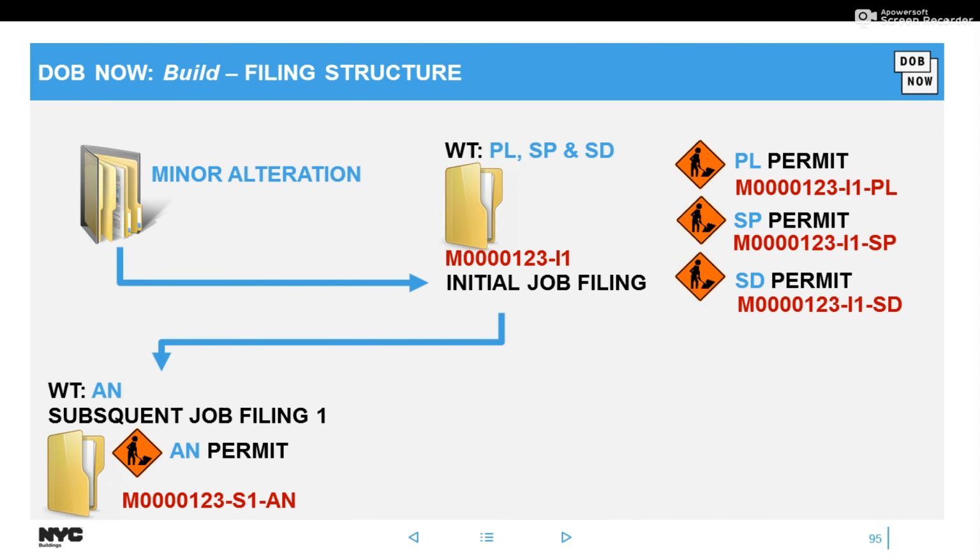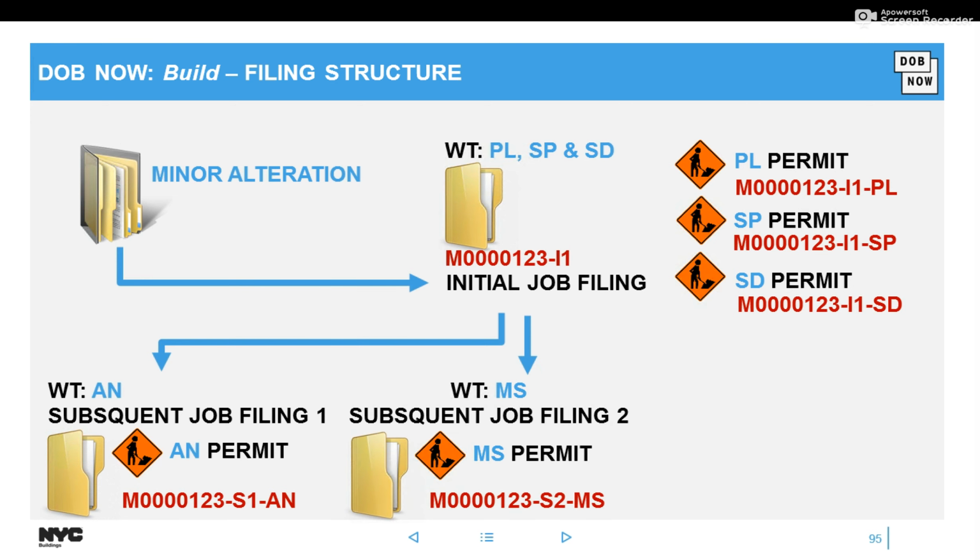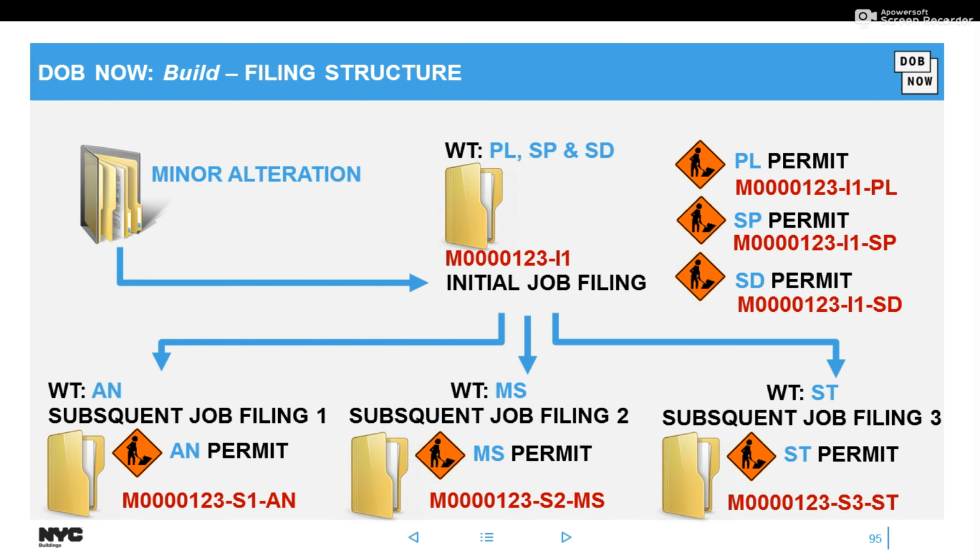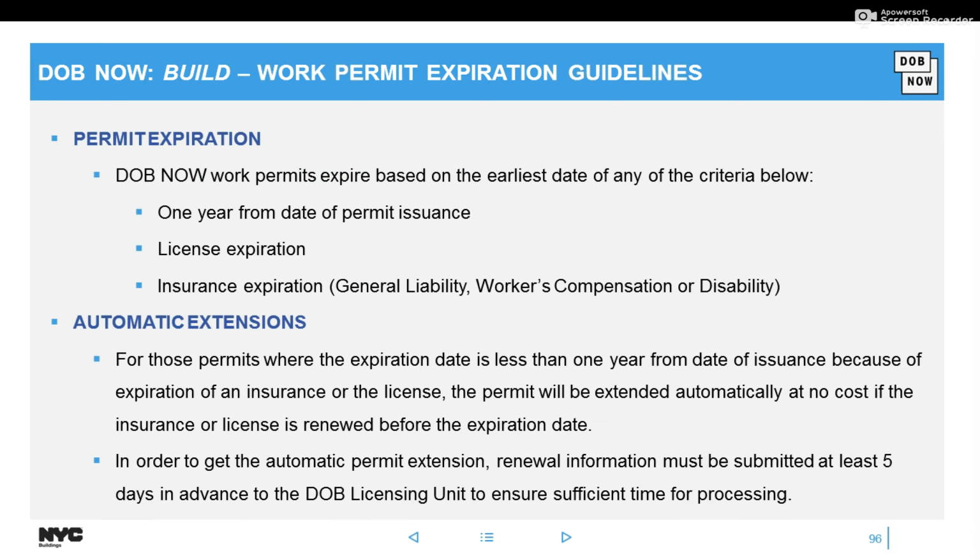I did an antenna as a subsequent. My permit has S1AN because it's my first subsequent and it's an antenna work type. And then I added on mechanical and structural, and you could see my work permits, they have S2, S3, and MSSC at the end. My job filing number, however, did not change.